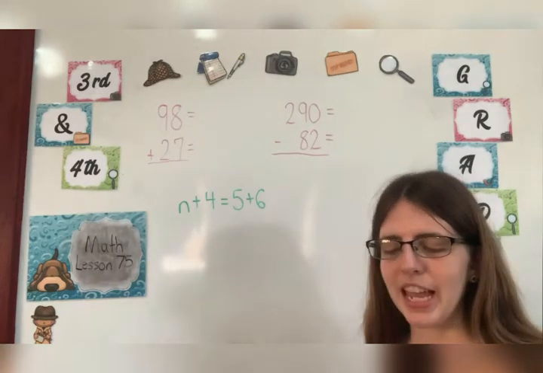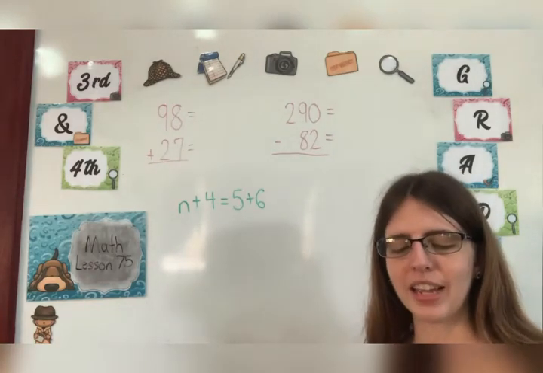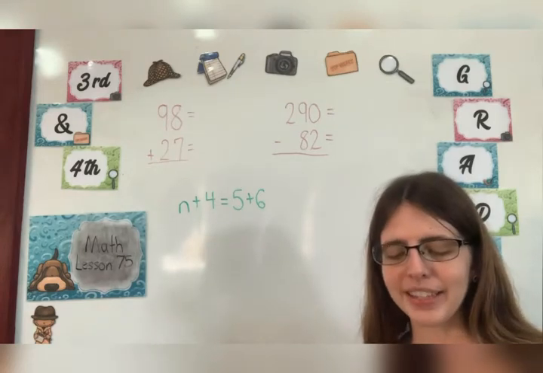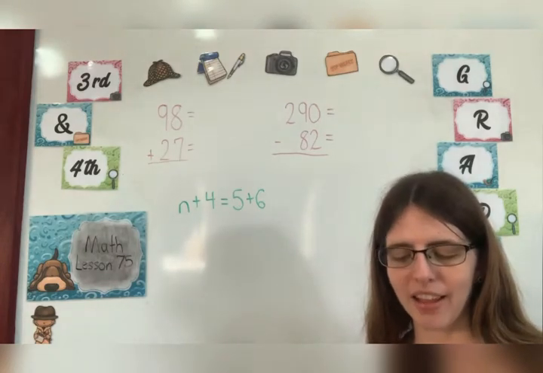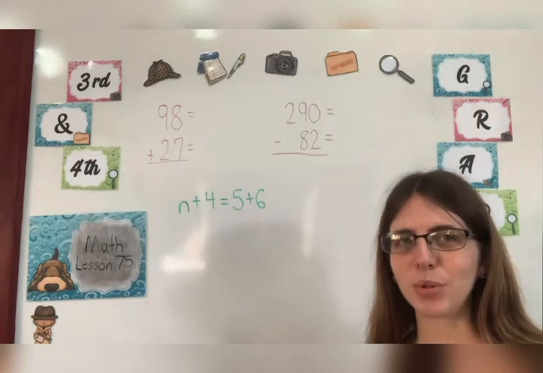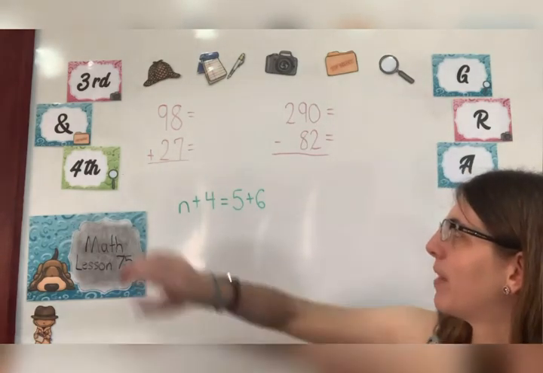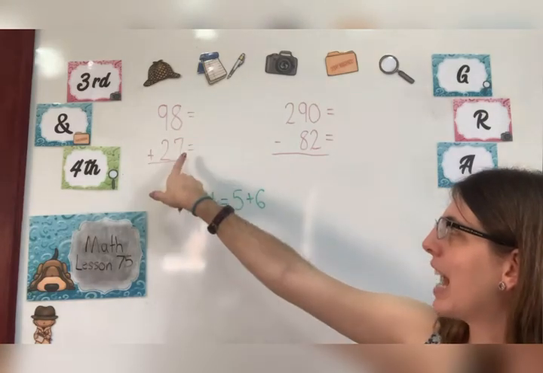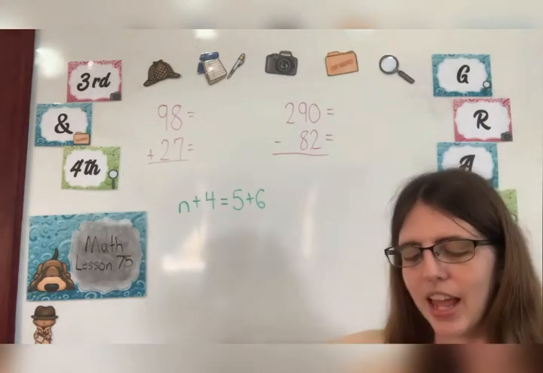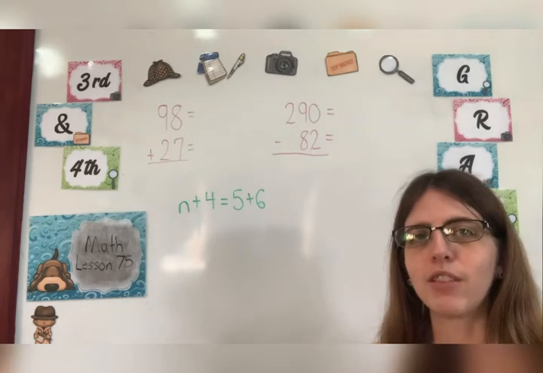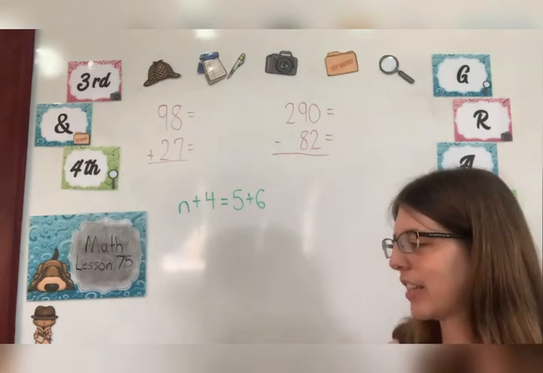Okay, flip your page. Number 4, you need to divide and check. Number 5, you need to estimate the answers by rounding. Then write the actual answers. Okay, so let's do a couple of these together. I want to round 98 and 27, and find the rounded answers, the estimated answers.